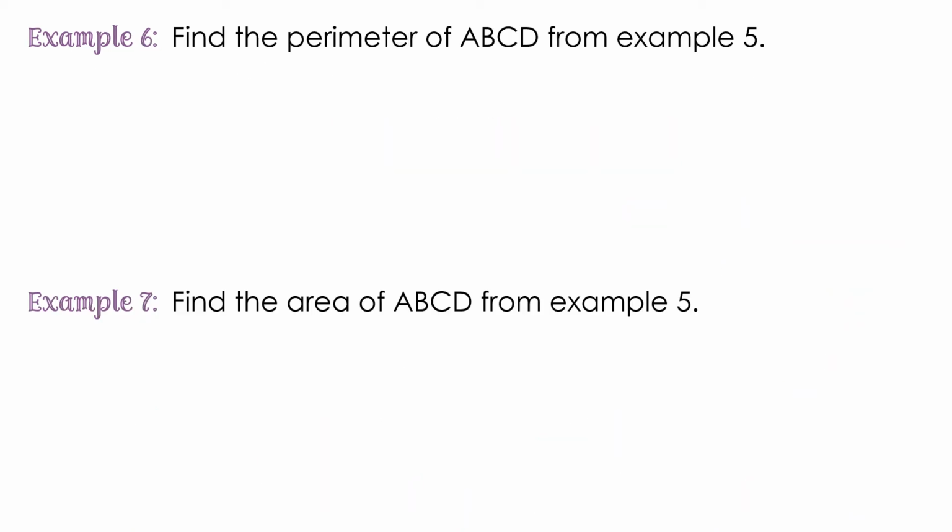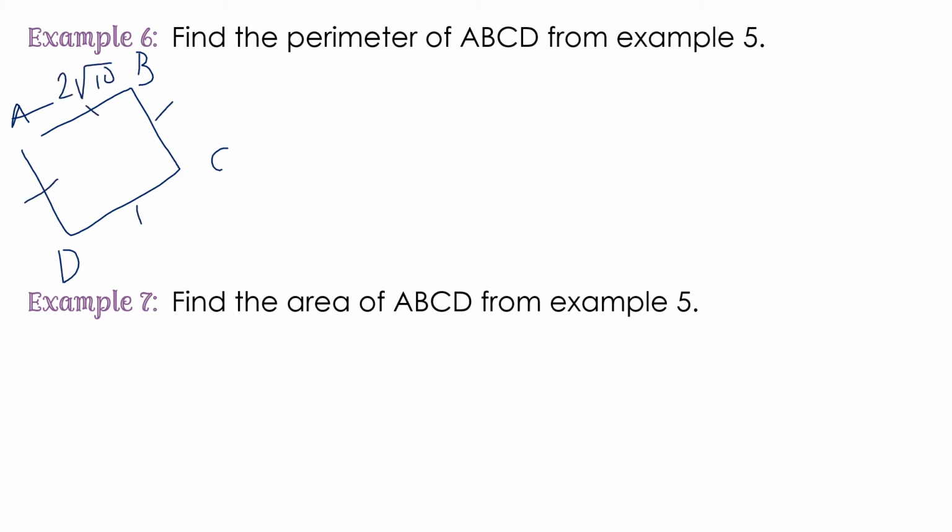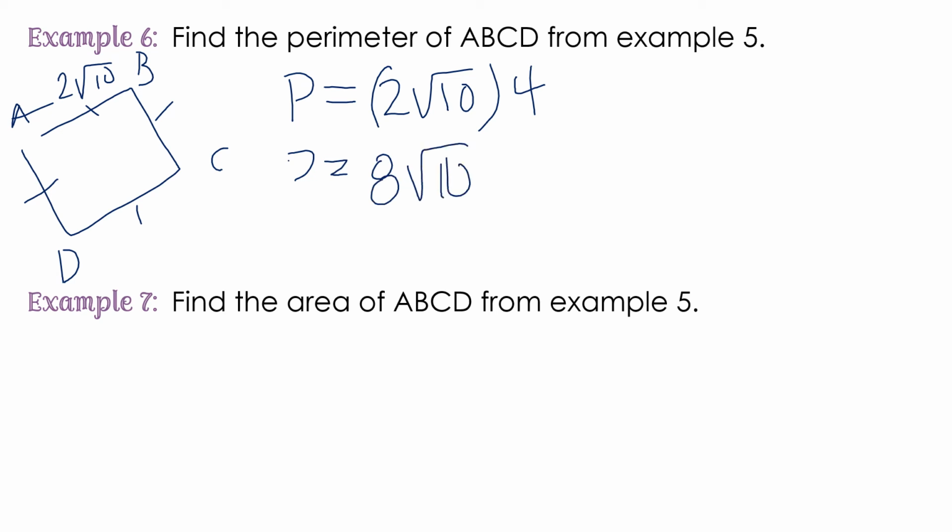All right, so now we're going to find the perimeter and the area of that square. So I'm just going to make a sketch of what it looks like very quickly. We've got A, B, C, D, and all of the sides were 2 root 10. So to find the perimeter, we're just going to add 2 root 10 4 times. So you can do 2 root 10 plus 2 root 10 plus 2 root 10 plus 2 root 10, or you can just multiply by 4, which would be 8 root 10. But again, that doesn't make a whole lot of sense if you're talking about the perimeter, so 8 root 10 as a decimal is 25.3 units.